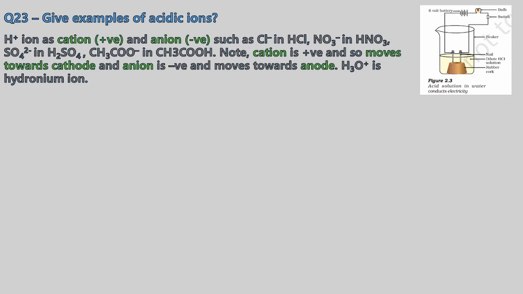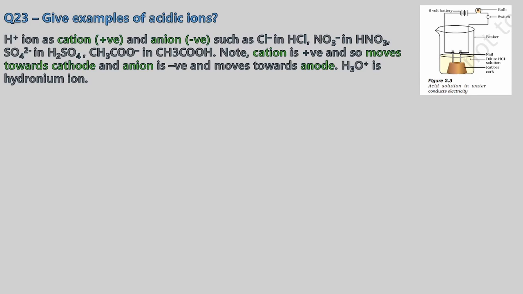Remember, you have H2SO4, so the negative charge on the SO4 will be 2 minus. And in acetic acid, CH3COOH, you have CH3COO minus and H plus. So the cation, which is H plus in all the cases, will move towards the cathode. And the anion, which is Cl minus or NO3 minus or SO4 2 minus, they all move towards the anode during the electric flow through the solution of acid in the water. Note that the cation is positive and moves towards the cathode, the anion is negative and moves towards the anode.